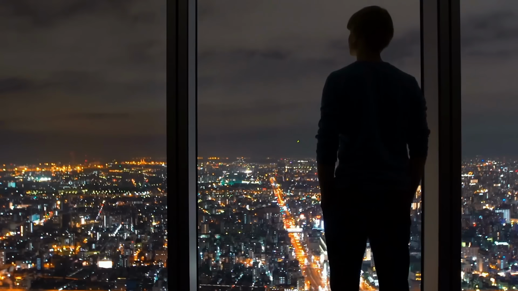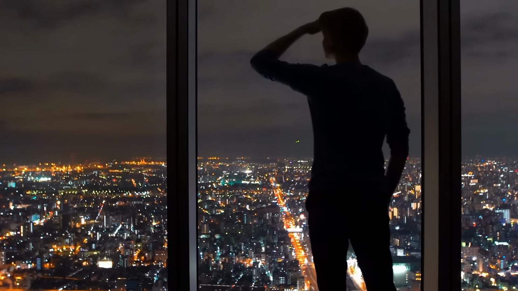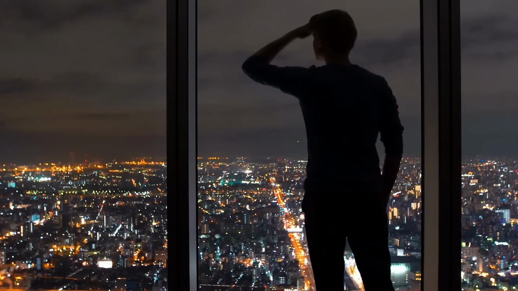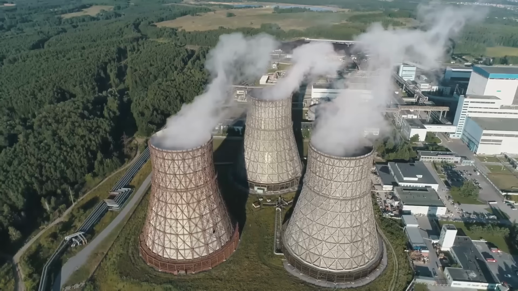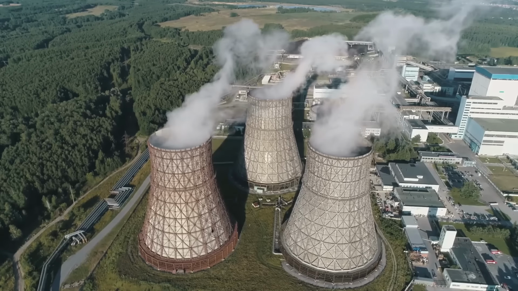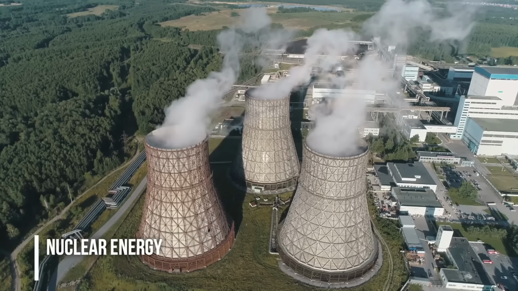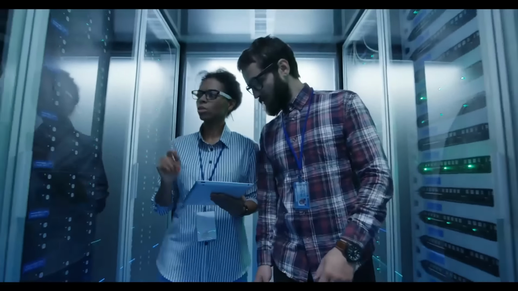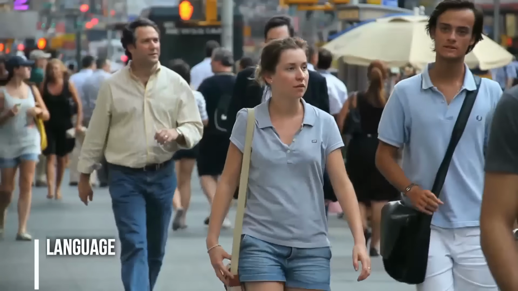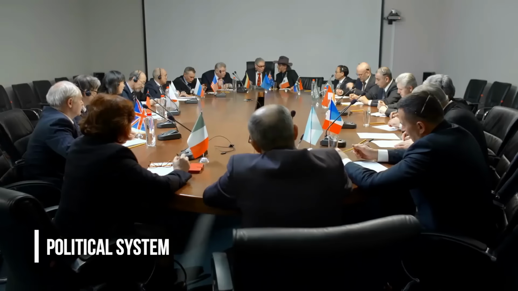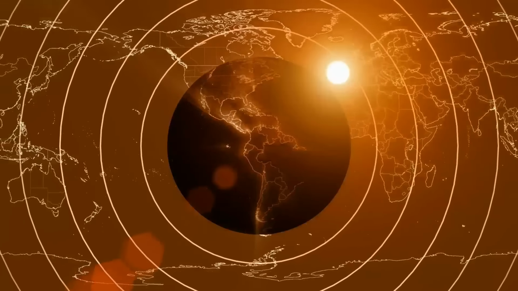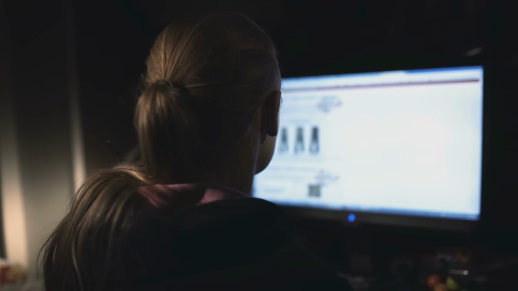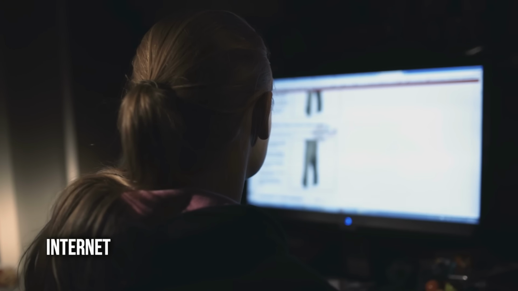Let's now see things from another point of view. There is some evidence that we are closer than we think to achieving Type 1. For instance, for human civilization on Earth, signs of transition to Type 1 civilization from Type 0 are considered to be the taming of nuclear energy, globalization efforts in technology, language, culture, the political system, successful earthquake prediction, and causing earthquakes. Also something that consumes a lot of our time and energy, the internet.